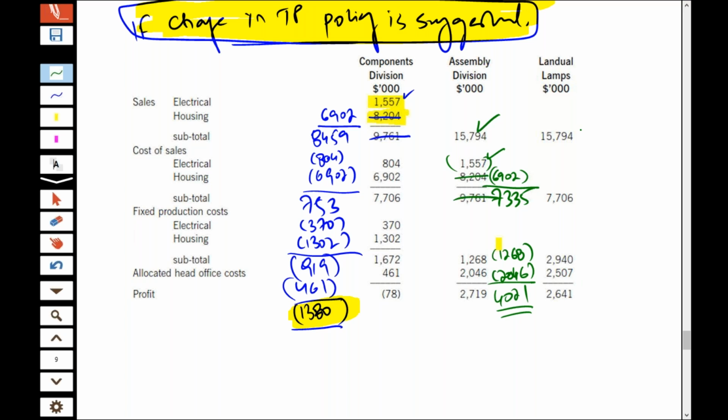The overall profit of Landwell Lamps isn't going to change. Why? Because we are being told that the suggested policy is that the components division should now change to a policy where it only charges the variable cost.